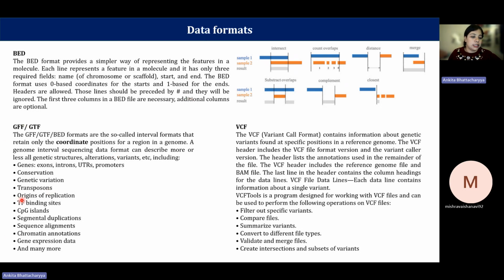Then these are the additional information, which is also part of the GTF or GFF file, where you have the coordinate position, any conservation, any variation, transposons, origin, transcription factor binding sites, etc. And finally, we talked about VCF format, which is the variant call format, which contains information about any variants which you can find compared to the reference genome.